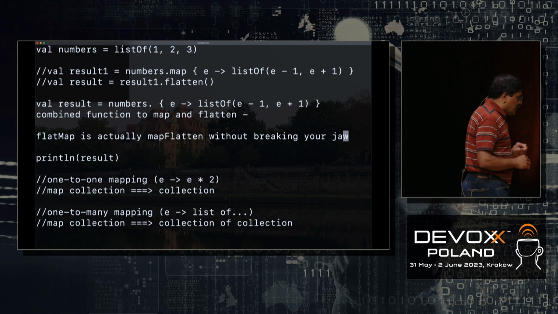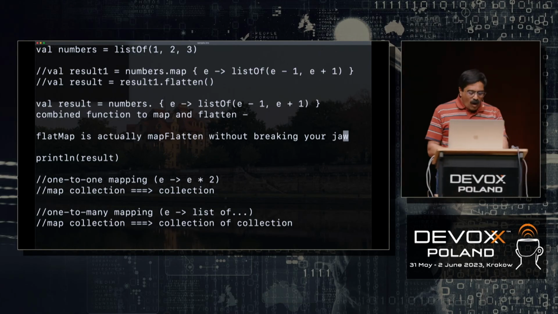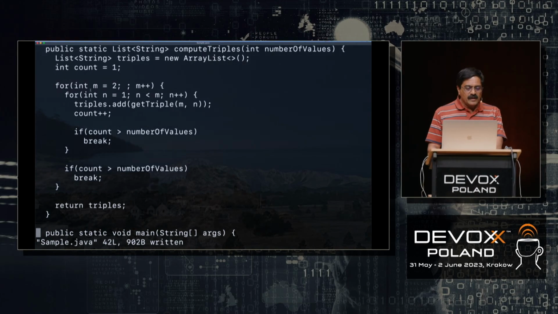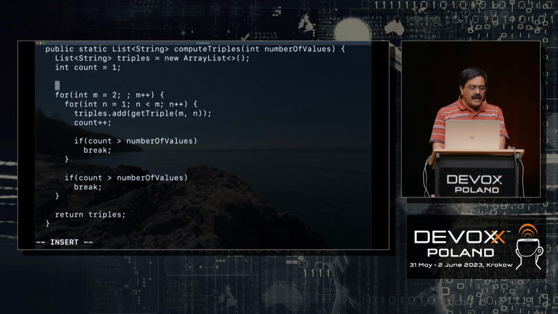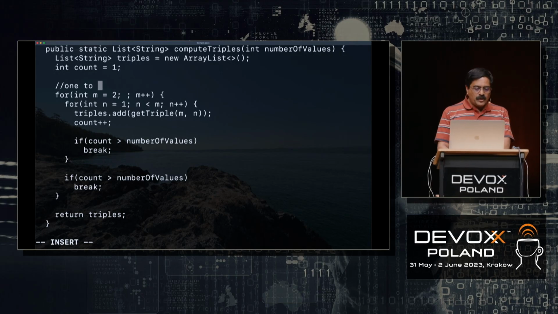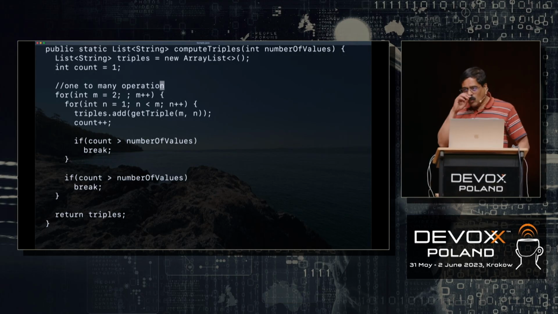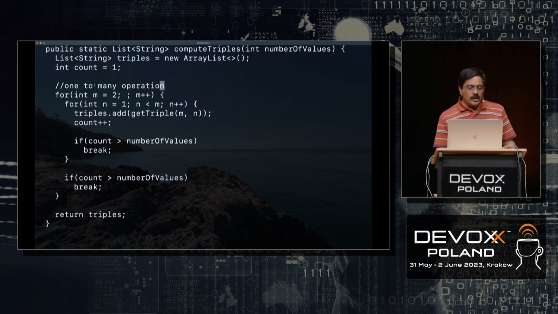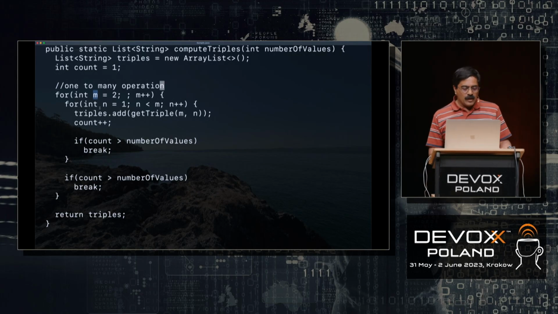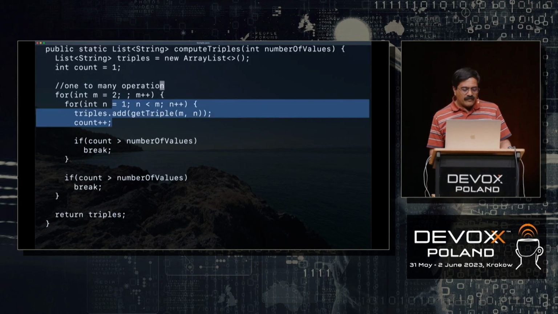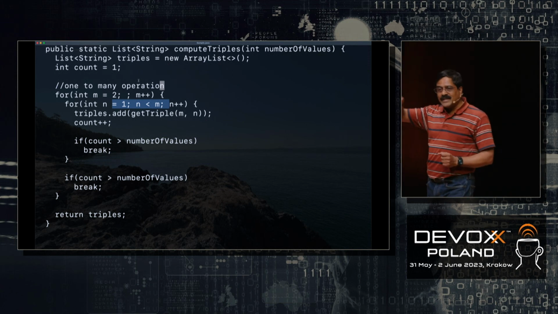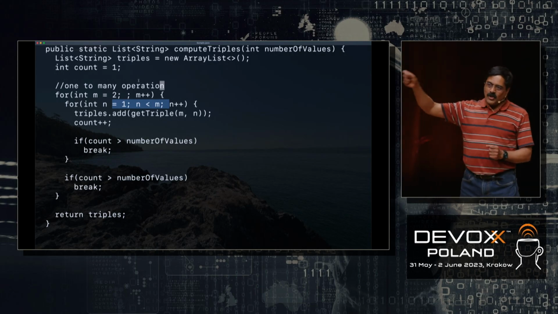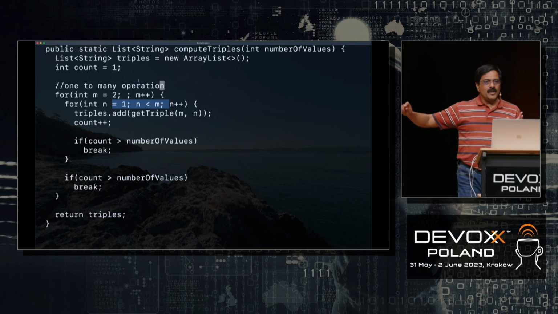So what you want to do is when you look at some code, you want to look at that code and ask the question, is it a one-to-many operation? So when I saw this code, what did I see here? I saw a one-to-many operation. So what is that one-to-many operation? When you look at every value of m, you get many values of triple for one value of m. So the minute you see a one-to-many operation, you know it's a flat map operation. So you want to really map it, and you want to flatten it.